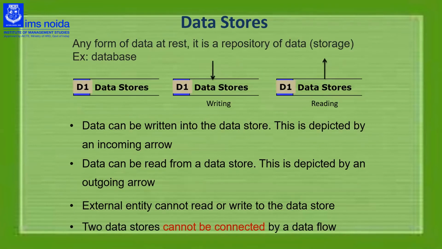Data stores. Any form of data at rest, it is a repository of data storage. D1 data store. Data can be written into data store. This is represented by the incoming arrow. Data can be read from the data store. External entities cannot read or write the data store.